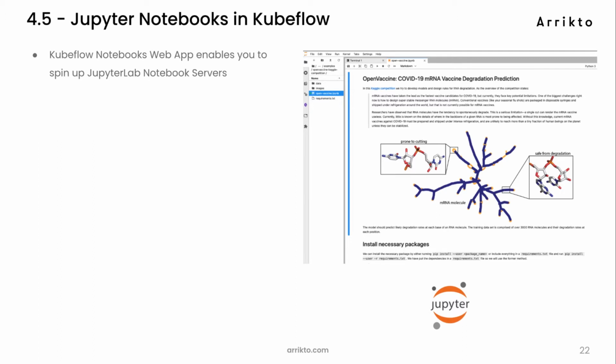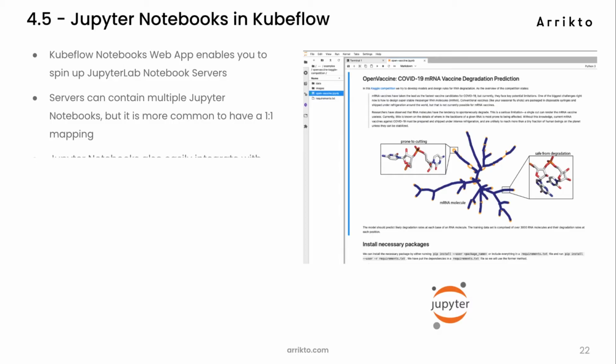Now, these servers can contain multiple Jupyter notebooks, but it's more common to see a one-to-one mapping. And not always the case, but more common, you're going to see this one-to-one mapping. Now, Jupyter Notebooks are also going to easily integrate with a lot of enterprise authentication and access control mechanisms, which is, again, going to make them appealing.